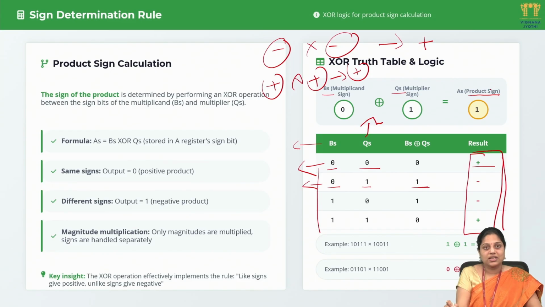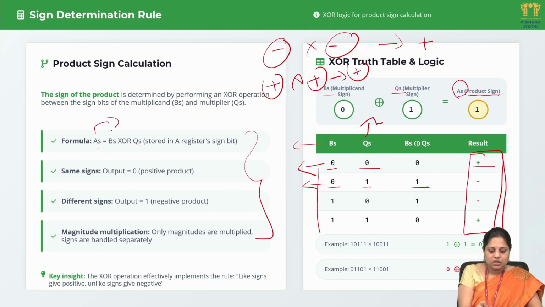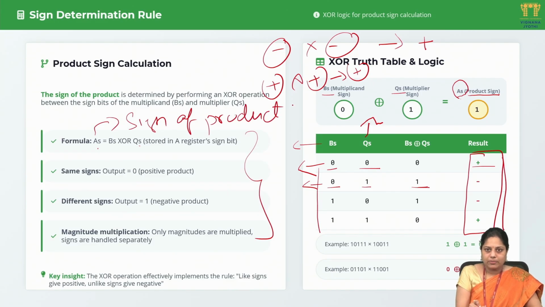As you are using the register A to store the final product, the sign flag for the product will be represented by using AS. So the result of your XOR operation should be stored into the flag AS, which is nothing but the sign bit of the final product of your multiplication. The same here you can represent in the theoretical form, that is the XOR operation for BS and QS, which is nothing but the AS, which is nothing but the sign of your final product.